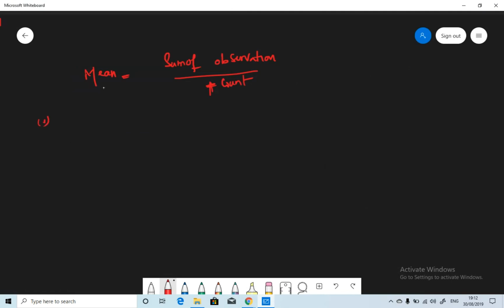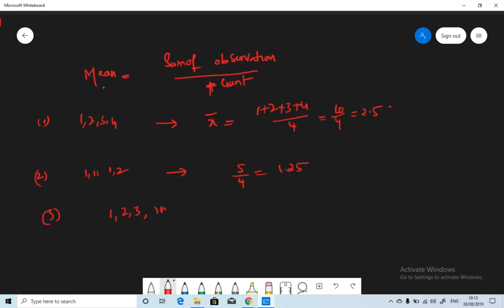Now, example: 1, 2, 3, 4. What is my average? This is called mean, right? So 1 plus 2 plus 3 plus 4 by 4. That is 10 by 4, which is 2.5. Now, again, we'll take 1, 1, 1, 2. What is the average? This is 5 by 4, nothing but 1.25. Then 1, 2, 3, 100. What is my average?